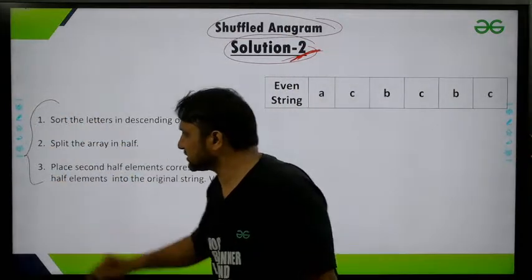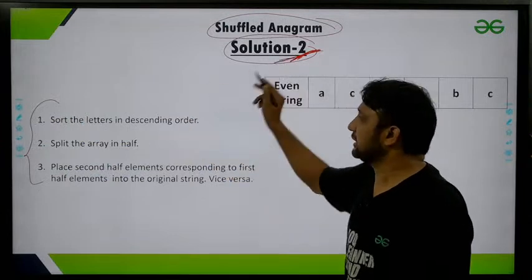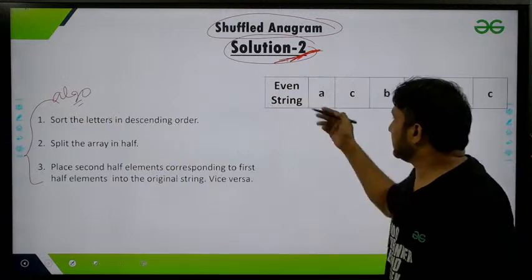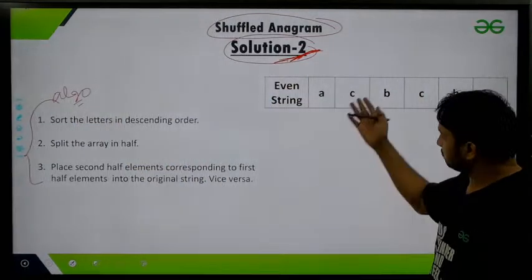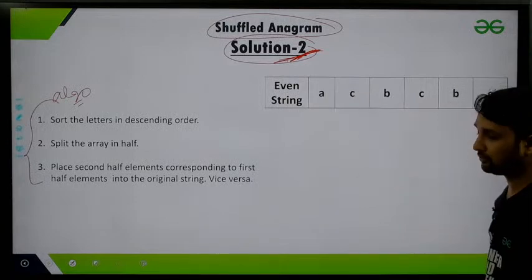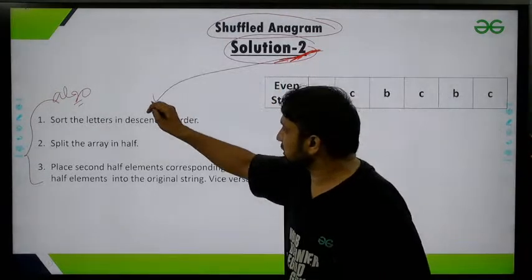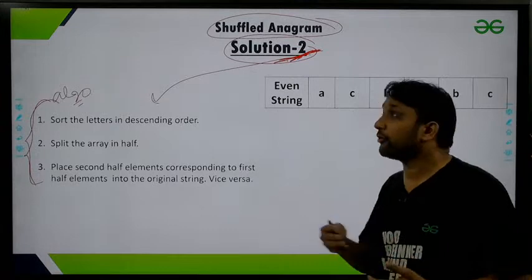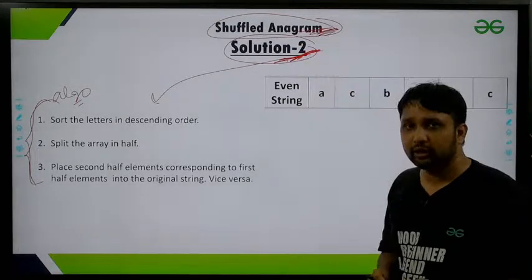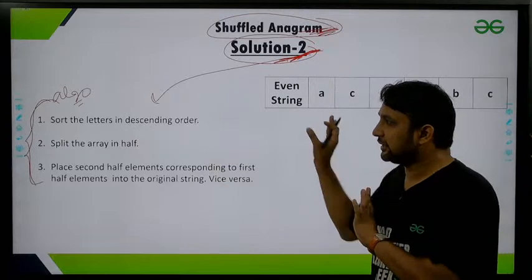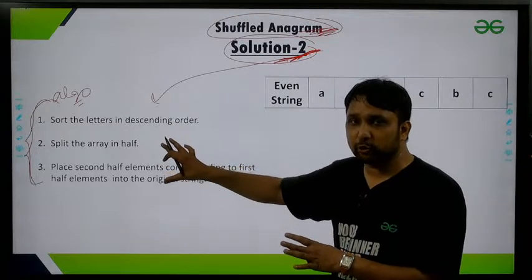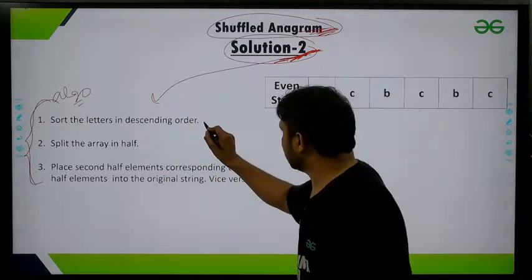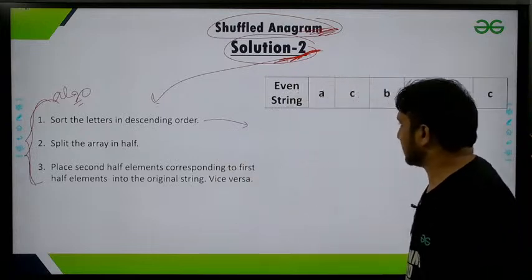These are the steps in the second solution. This is the algorithm for the second solution, and this is our input string. I will take an example. I have taken this as an input string, and I will apply the second solution, this algorithm, over this string, and we will try to find the shuffled anagram. Let's directly apply these steps, then we will see what these steps are doing. Let's apply them one by one, starting with the first step.